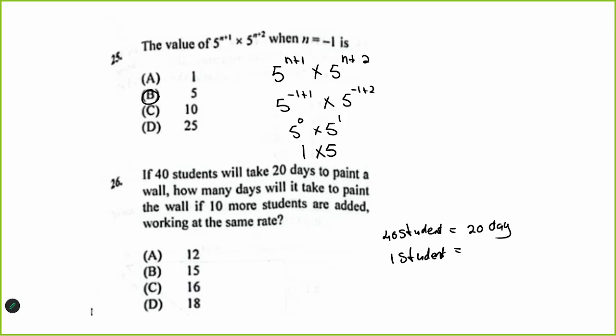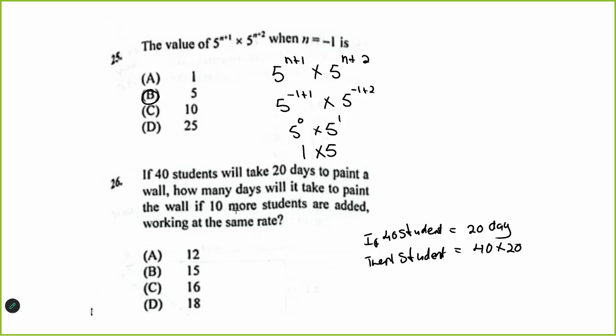Now this one here, y'all, this is the time I said sometimes in the if, then, and therefore method, it is typically the right hand side divided by the left hand side. But would 1 student take more time or less time to paint? It would take more time. So this is when we have to multiply. 40 multiplied by 20. 1 student would take 800 days, right?